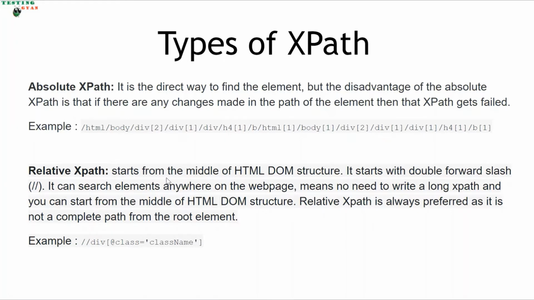Let's see what is relative XPath. Relative XPath starts from the middle of the HTML DOM structure. It starts with //, that is this one. It can search an element anywhere on the web page, meaning there is no need to write this much long path which we actually write in absolute XPath. Relative XPath is always preferred as it is not a complete path from the root element. So here is an example of relative XPath. Here you can see this div is the tag name, class is the attribute, and this class name is the value. So let me go back to Eclipse and we'll see the example of XPath.